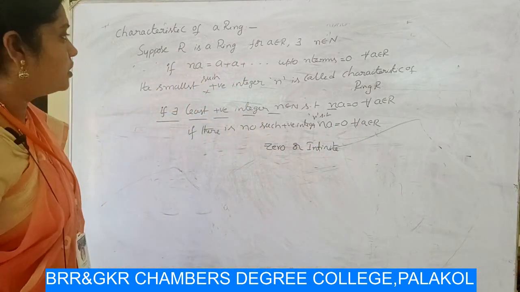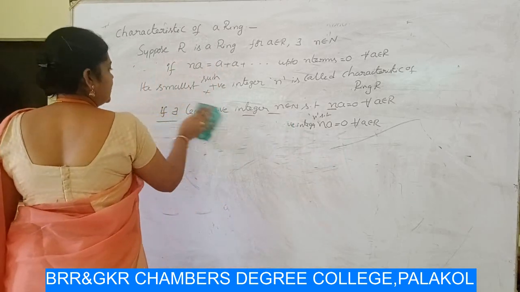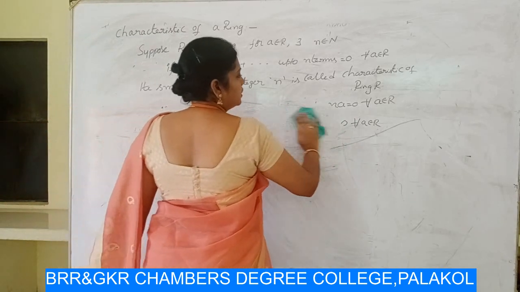Okay. Next, we will see some examples for the characteristic of a ring R.